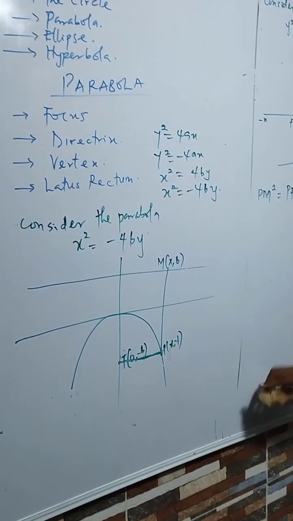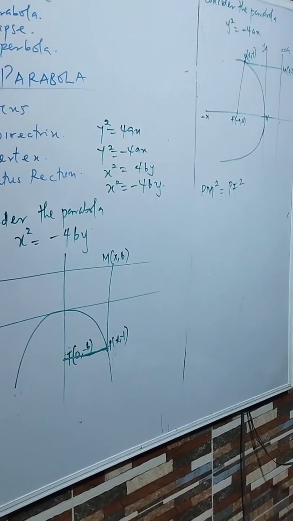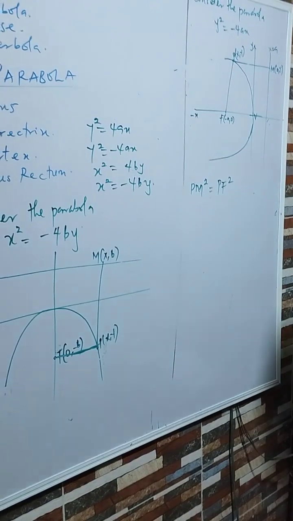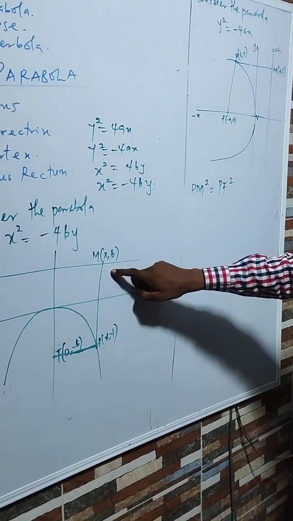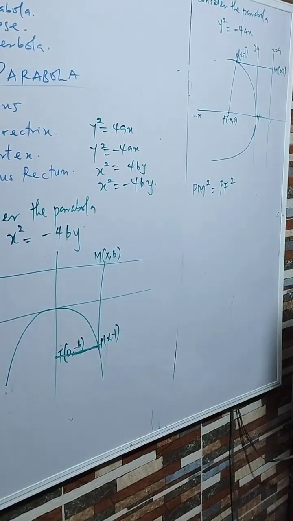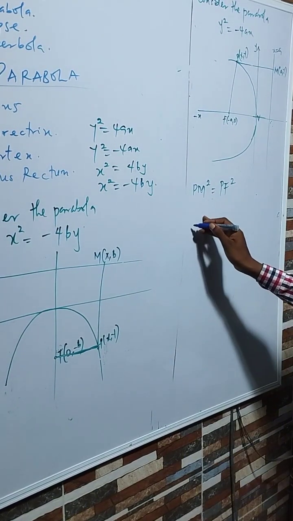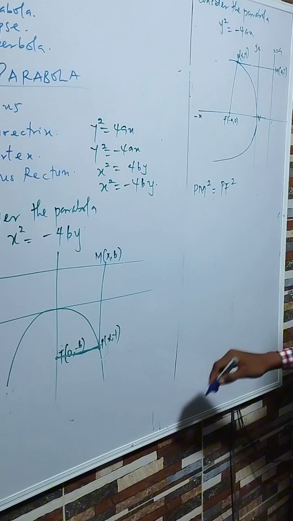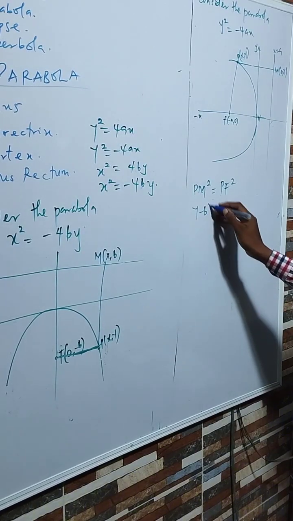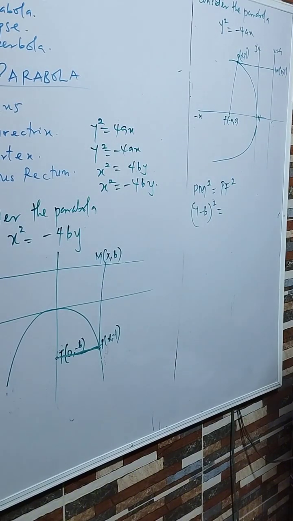So we are saying that PM squared is equal to PF squared. So what's my PM squared? We have x minus x, which is 0, so I'm going to have y minus b all squared is equal to PF squared.